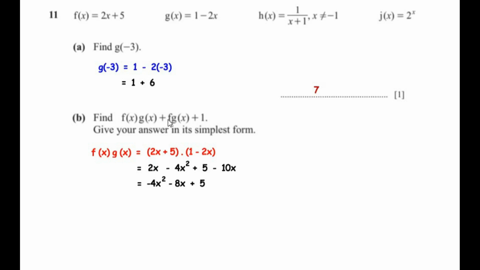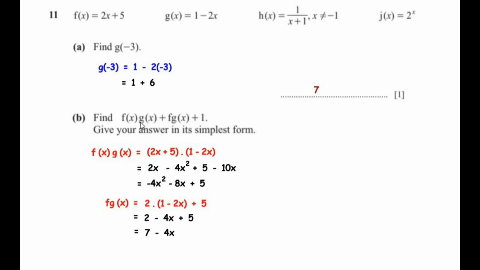Now let us focus on f of g of x. f of g of x means we have to take the value of g of x and plug it in the place of x for f of x. So f of x is 2 times, and in place of x we replace g of x, that is 1 minus 2x, plus 5. Now expanding this, we get 2 times 1 as 2, and 2 times negative 2x is negative 4x plus 5. Simplifying this, we get 2 plus 5 as 7. So f of g of x becomes 7 minus 4x.